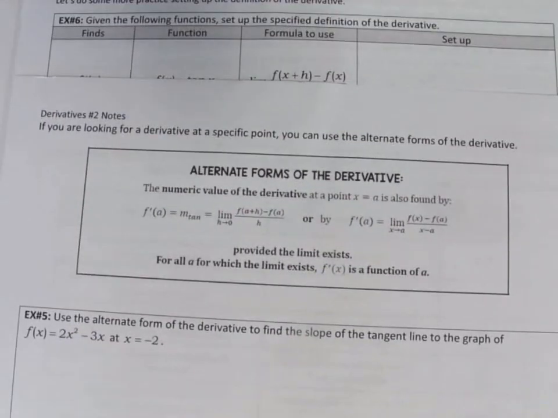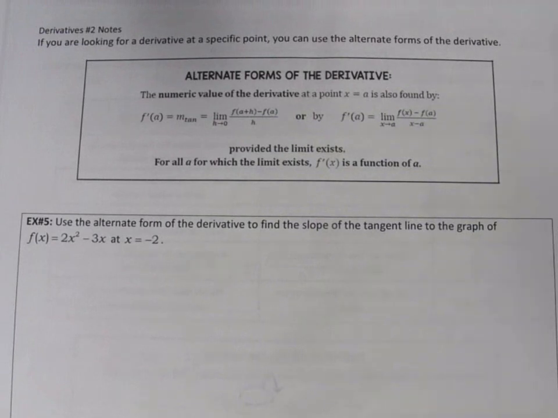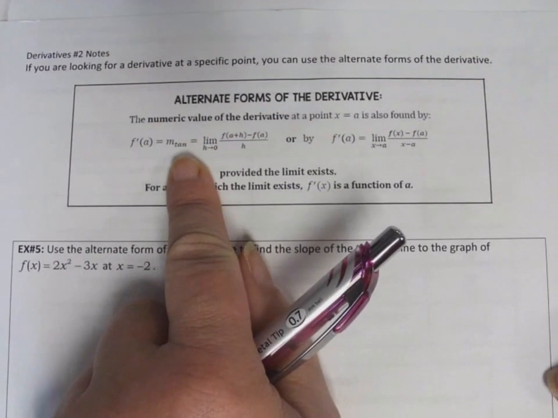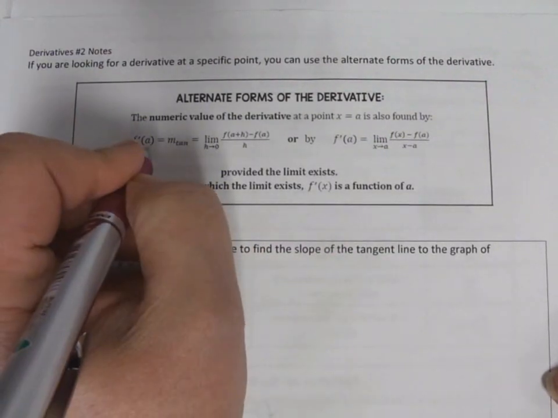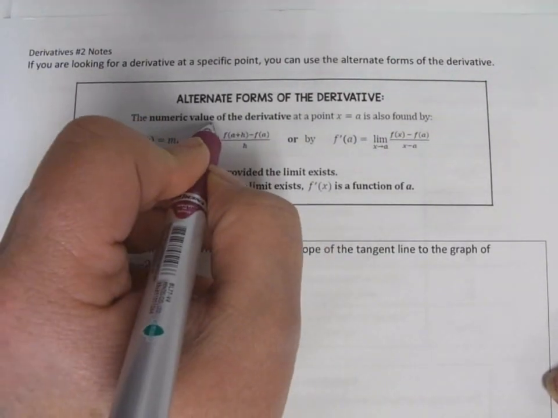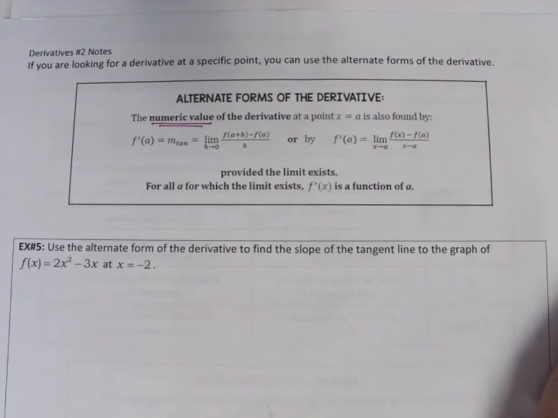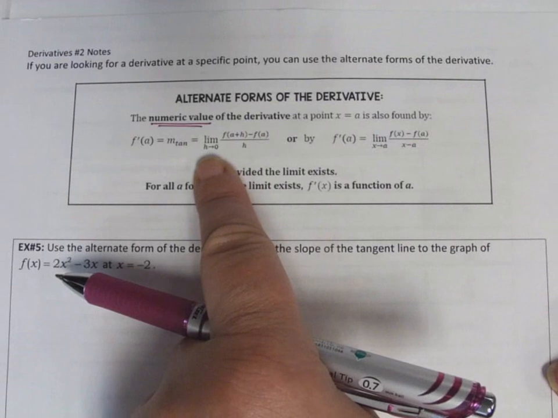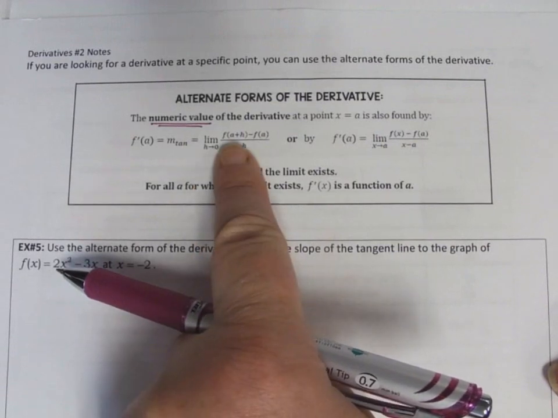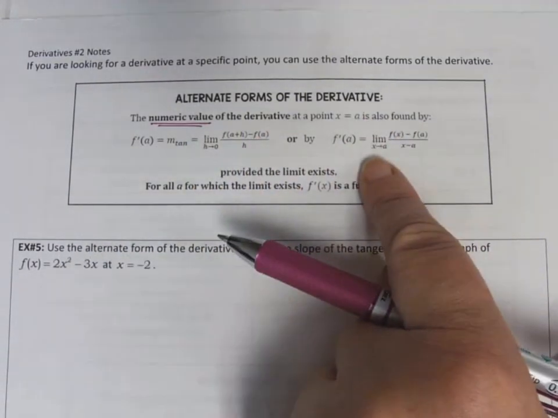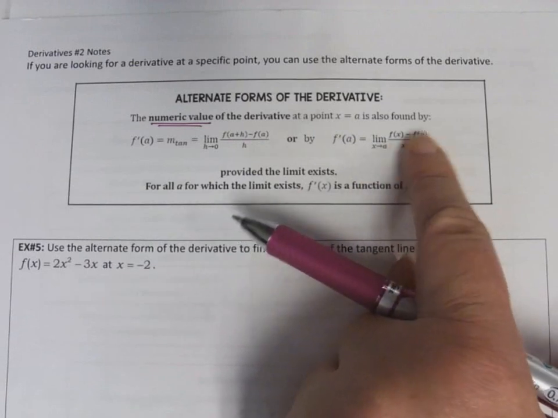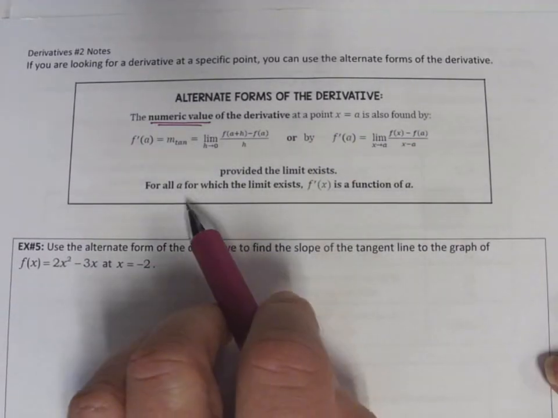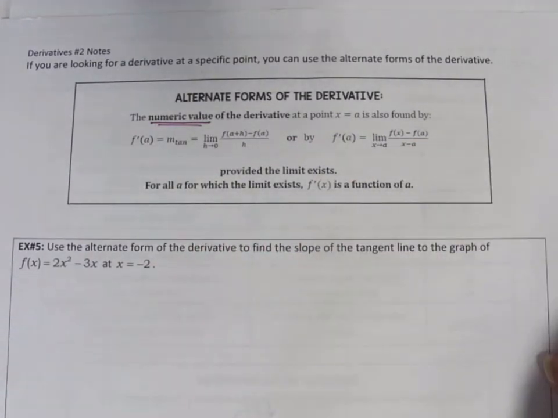Okay, alternate forms of the derivative. We started out by looking at the derivative at a point. So if we want the slope of the tangent line or we want the derivative at a point or a numeric value for a derivative, then we can use one of these two definitions. So we've got the limit as h goes to 0 of f of a plus h minus f of a over h, or the limit as x goes to a of f of x minus f of a over x minus a. So each of those will provide a value for the derivative.